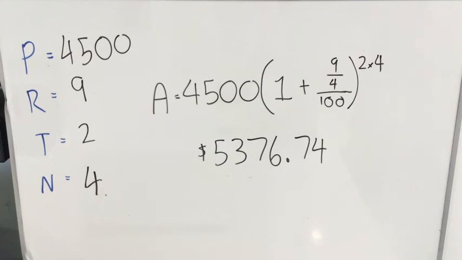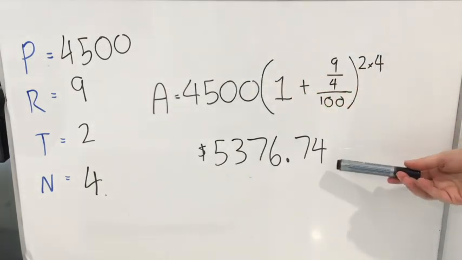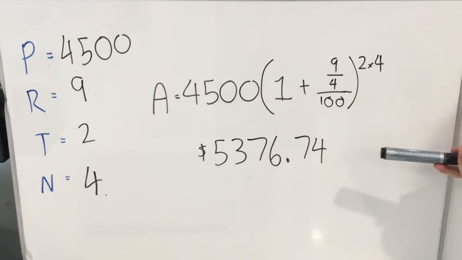Again, we've rounded off to 2 decimal places because it's money in dollars and cents. You need to pay back to the bank $5,376.74 because they charge you interest. So you borrowed this much, $4,500, but after all these calculations, you found you need to pay back this much. They've charged you interest. So you're paying back an extra over $800, $876 extra because of the compound interest.